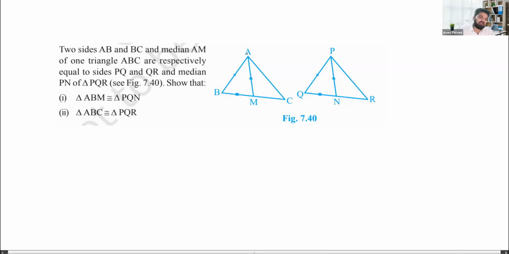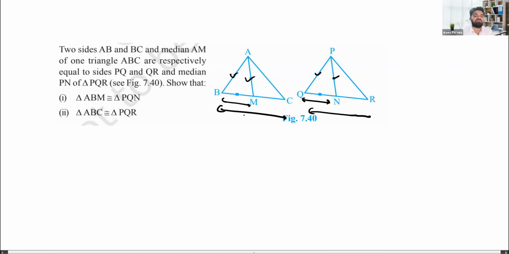So you need to prove that triangle ABM, this triangle, only this portion, is congruent to triangle PQN. So how will you prove? Tell me. Just think about it. By which criterion can you prove this triangle congruent? The two sides are given. This side is equal to this side. This side is equal to this side. But the whole is given to you, and you need only BM equal to QN. If you are able to prove BM is equal to QN, then by SSS, this triangle will be congruent.